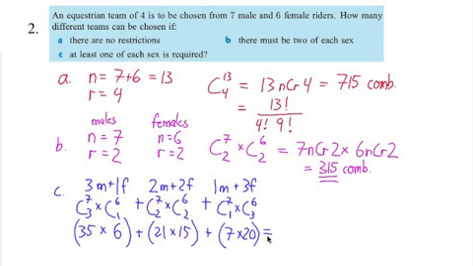This is 210 plus 315 plus 140. That's going to get you a total of 665 permutations. Again, we'll do more example problems or practice problems in class tomorrow.